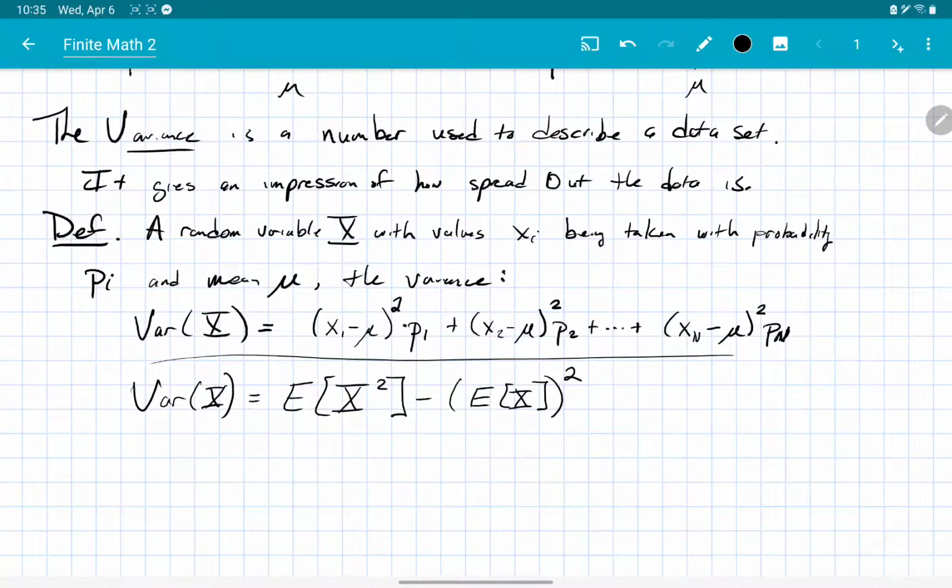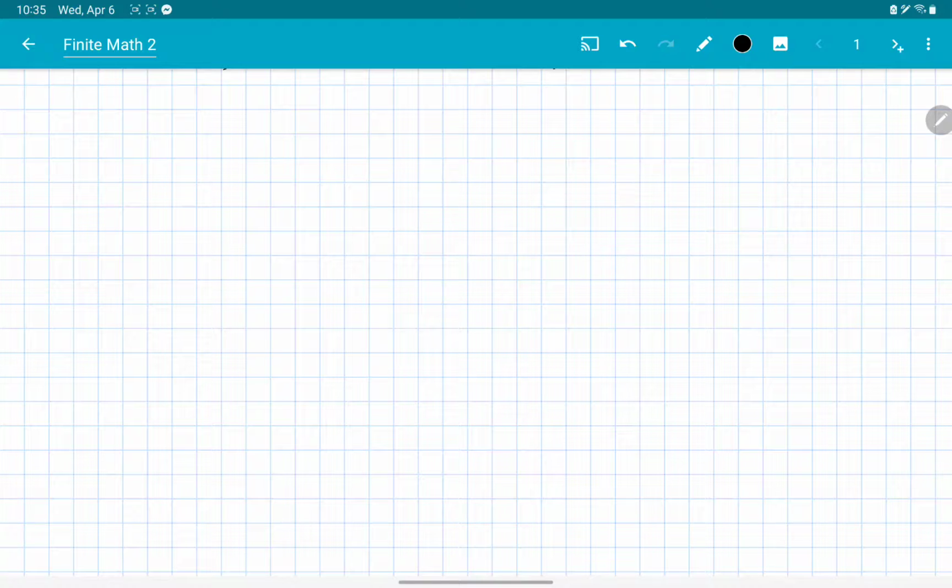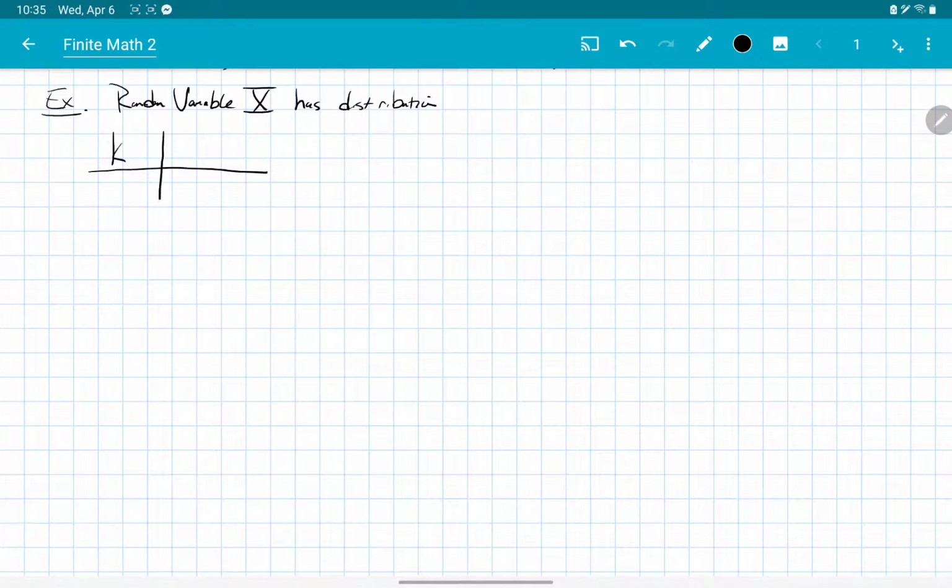Okay, so I'm going to write down a table of values and their probability distribution for a random variable, and we're going to find both the mean and then the variance. Okay, so random variable x has distribution as follows. The values that x can take will be k, and they have the probability that x is equal to k.